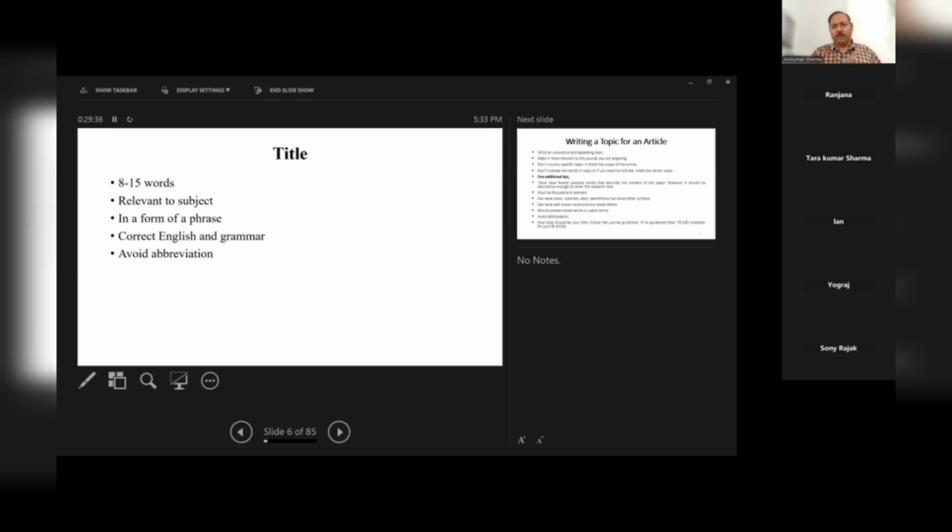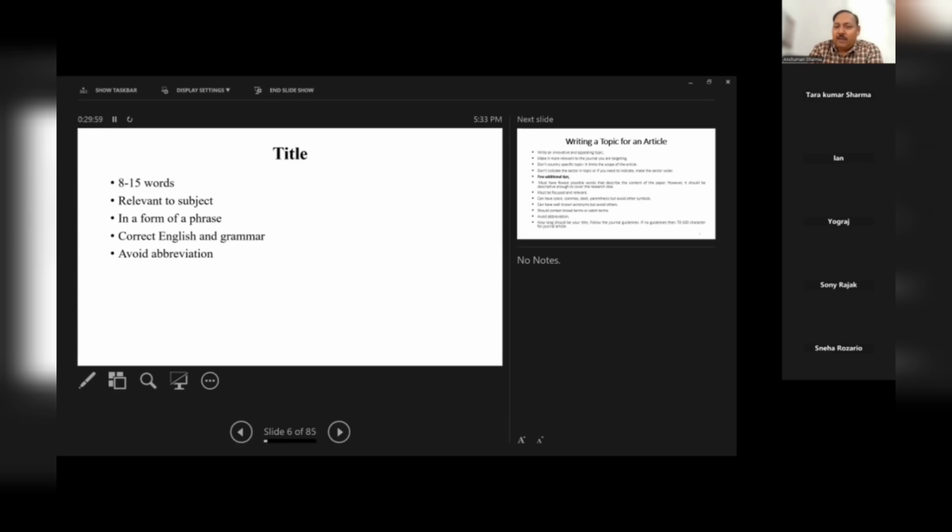Now, before the introduction part, 2 critical things are there that you have to think about: the title of your paper. So the title is something that is very important. Why? Because before people are going to read your introduction, definitely they are going to read your title. Title is the first thing that people are going to see. It's like a face value. So the face value is very important.